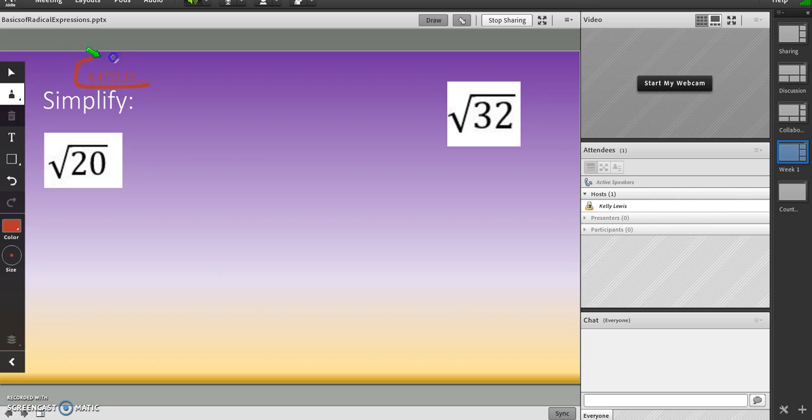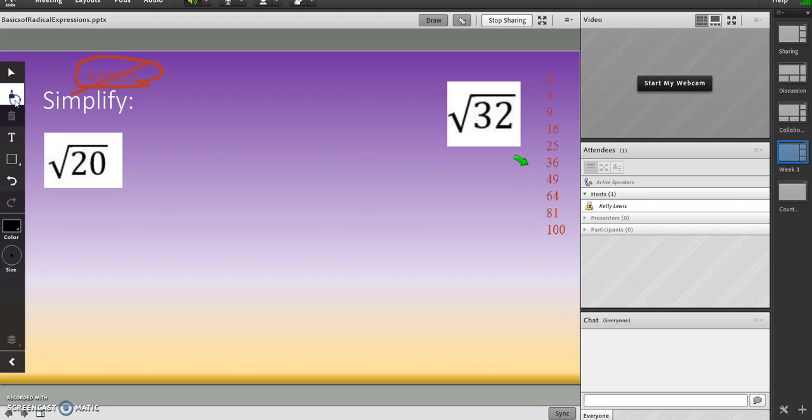Don't do this. What you need to do is, on the side here, write the squares: 1 squared, 1 times 1 is 1, 2 times 2 is 4, 3 times 3 is 9, 4 times 4 is 16, 5 times 5, 6 times 6, 7 times 7, 8 times 8, 9 times 9, 10 times 10. I normally just write a whole bunch to the side when I'm doing square roots just so I can look at it easily.